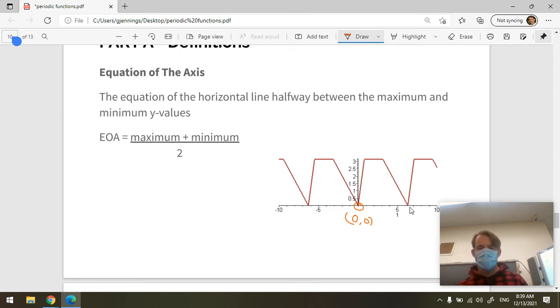And then up here, in between 1 and 4, it looks like it has a value of, we'll just say, 2... sorry, 3. It's 3 in the y. So the equation of the axis is going to be the maximum, the 3, plus the minimum, divided by 2. It's just the average of the highest point and the lowest point. So that's going to be right in the middle, at 1.5. If I want to know the axis of this function, it's there at 1.5. That's y equals 1.5 is its axis.